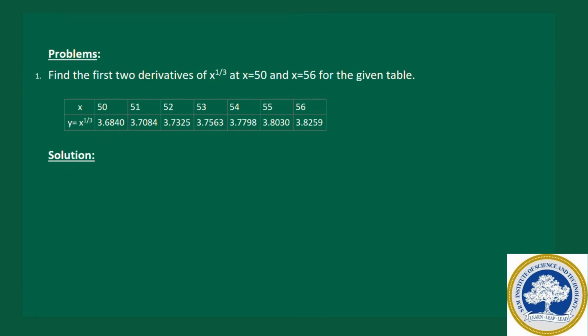Now let us see the first question. Find the first two derivatives of x to the power 1 by 3 at x equal to 50 and x equal to 56 for the given data. Here the data is given for x and y, so y equal to x to the power 1 by 3 is the function. We have to find the first two derivatives of y, that is, the first order derivative dy by dx and the second order derivative d square y by dx square. Both we have to find at x equal to 50 and x equal to 56.